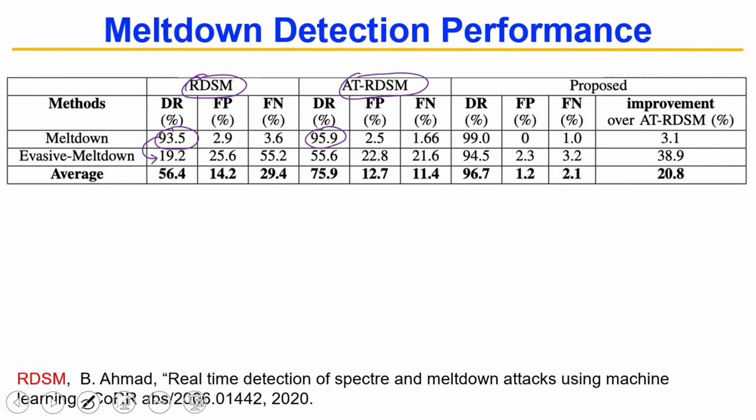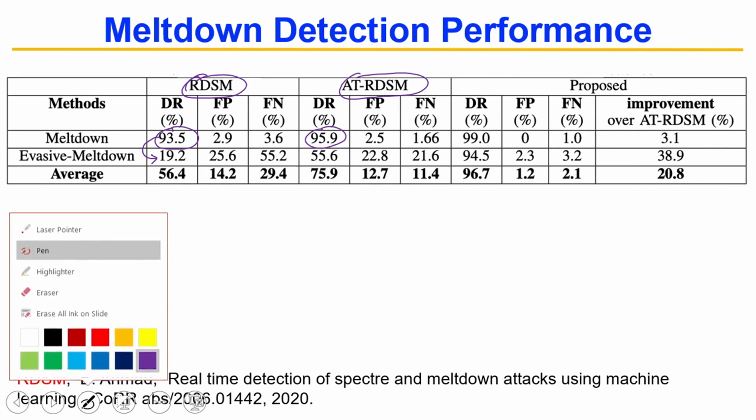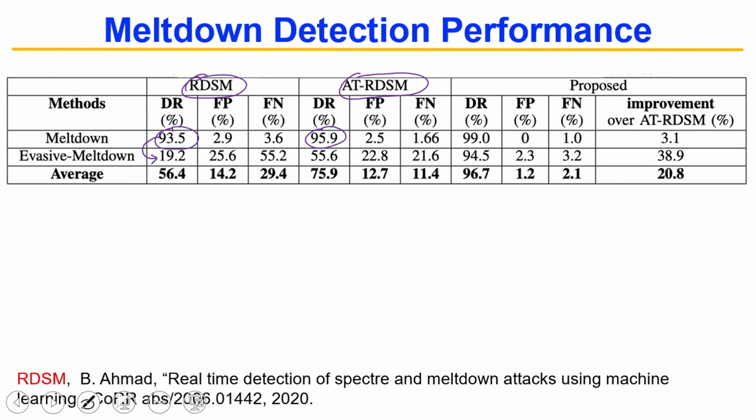19% is kind of worse than a random guess, right. So that is a serious problem. Now, evasive meltdown: if you look at the diagram I have shown, even for evasive meltdown, and this is also after retraining, the detection is that bad, and that is still a random guess. But here, the detection accuracy was 99, it went down, but it is not really that bad. Of course, false positives and false negatives are fine.